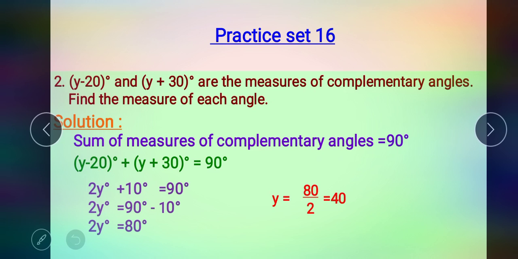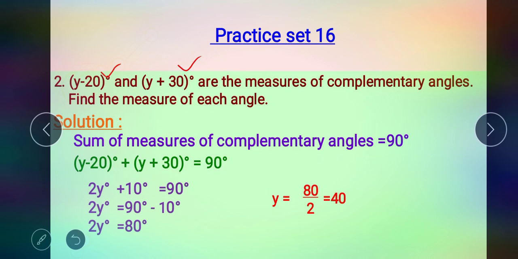is 90 degrees. Students, here two angles are given. One angle has measure y minus 20 degrees, whereas the other angle has measure y plus 30 degrees. These are the measures of complementary angles. We have to find the measure of each angle. That means we have to find the values of y minus 20 and y plus 30.